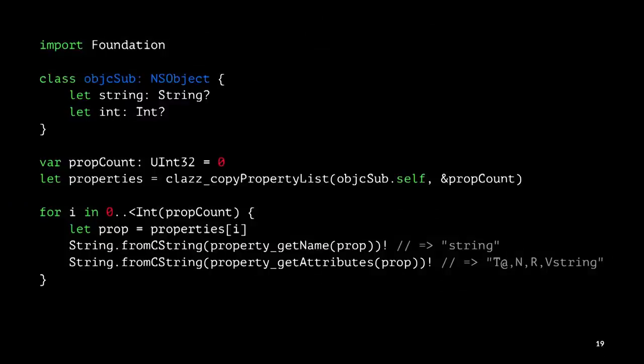Now you'll notice that the int property isn't being printed. That's because Objective-C can't represent an optional Int as we've defined in our @objc subclass. So an int in Objective-C is a primitive and it cannot be nil. It can be zero or any other integer value. And so in that case, well, the runtime introspection just punts. You know, it doesn't like this.